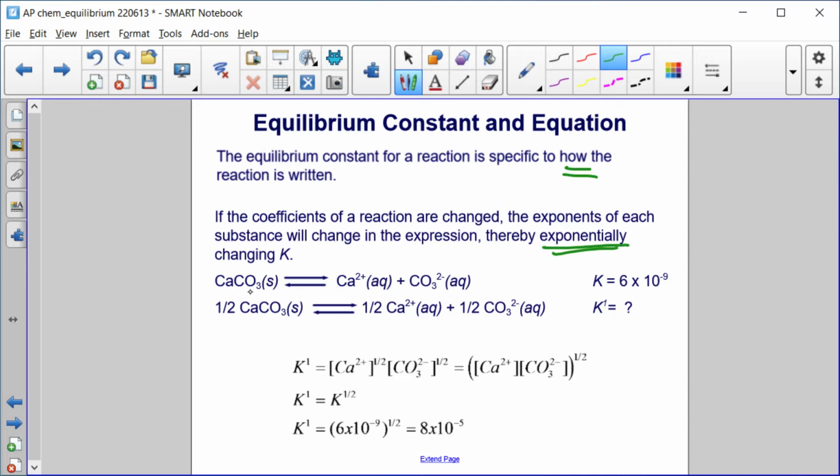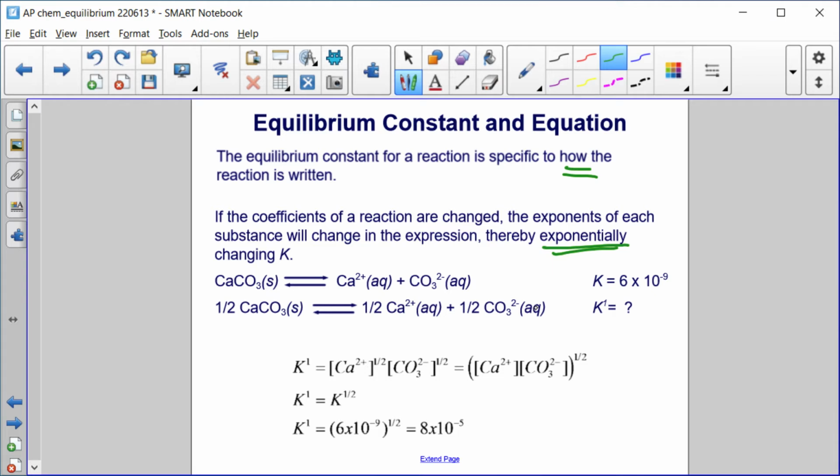The dissolution of calcium carbonate solid, and this forward reaction has a K equal to 6 times 10 to the minus 9. If I change each of these 1 coefficients to 1/2, what is the effect on K? We have K1. Okay, K1 here.